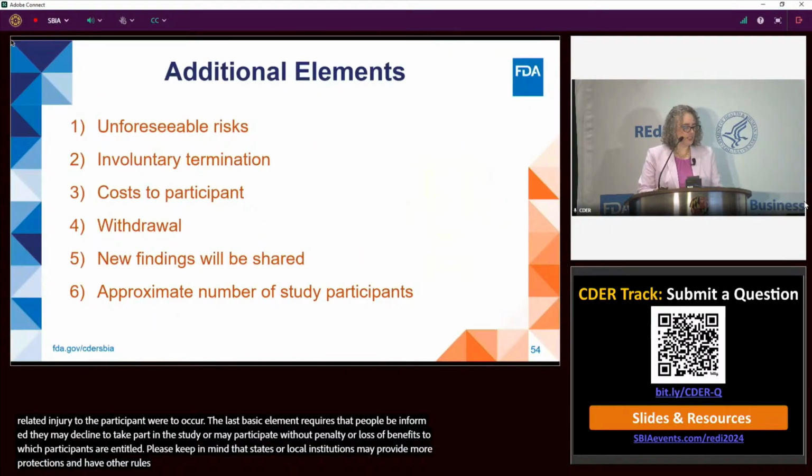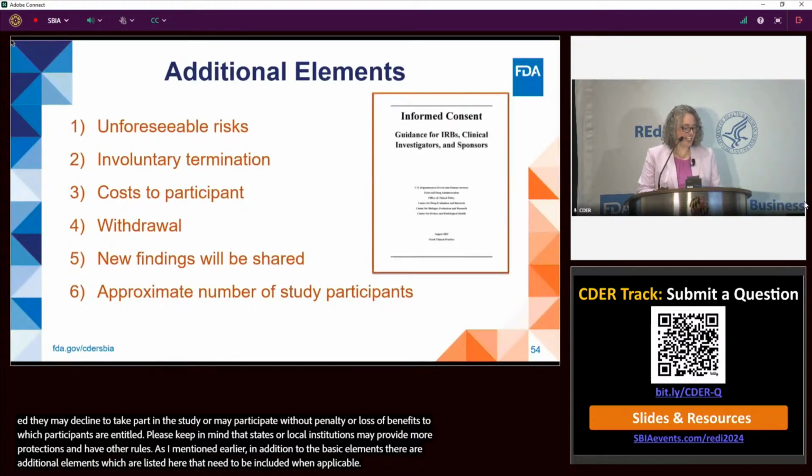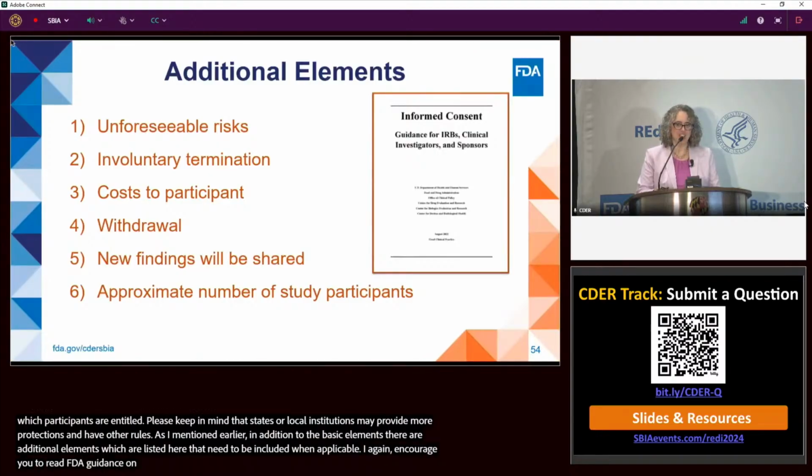As I mentioned earlier, in addition to the basic elements, there are additional elements, which are listed here, that need to be included when applicable. I again encourage you to read the FDA guidance on informed consent as it discusses all the elements, basic and additional, in detail.